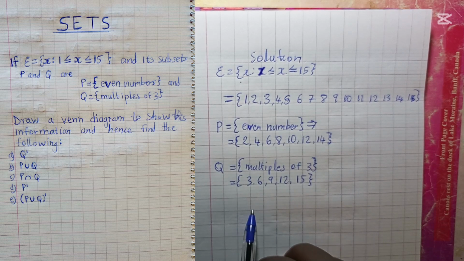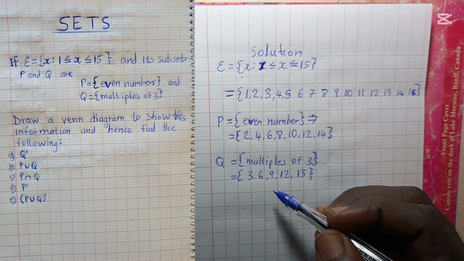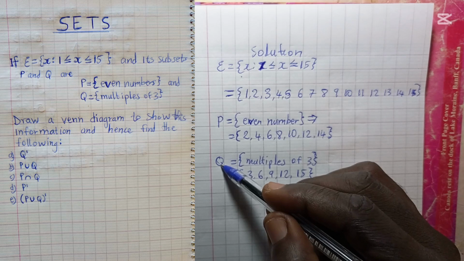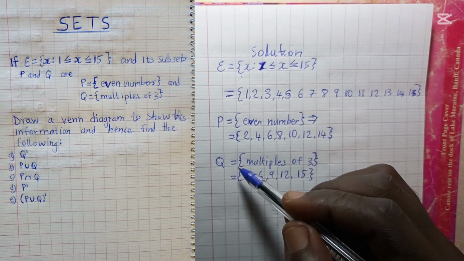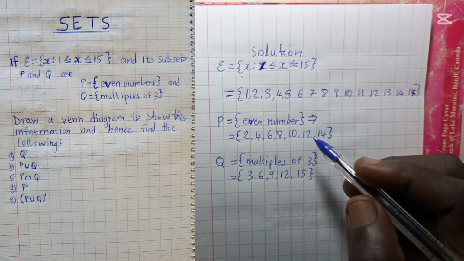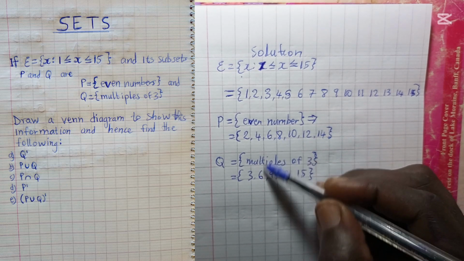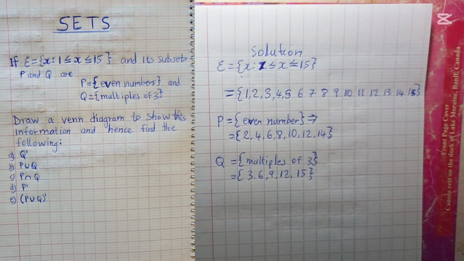The first thing here is that we were asked to draw the Venn diagram of these sets. To draw the Venn diagram, if we observe this question very well, we need to know if set P and set Q will intersect, that is, if they will overlap each other. Observe these two sets. Do they have any elements in common? Yes, they have elements in common, which are 6 and 12, which means the two sets will overlap each other.